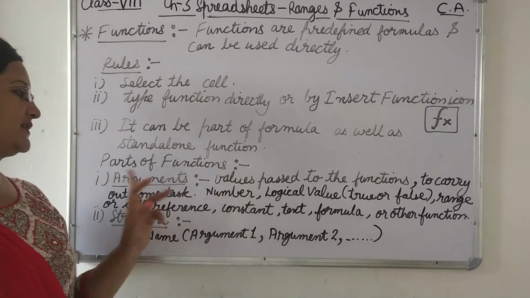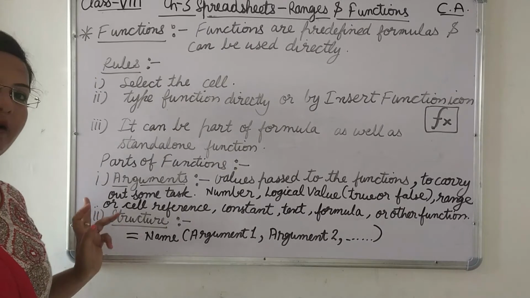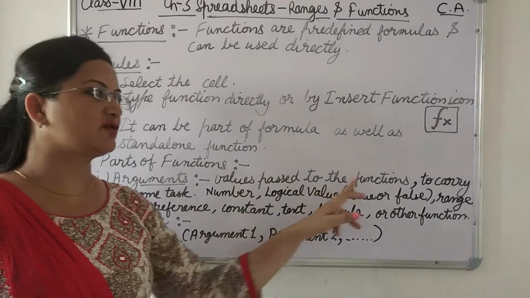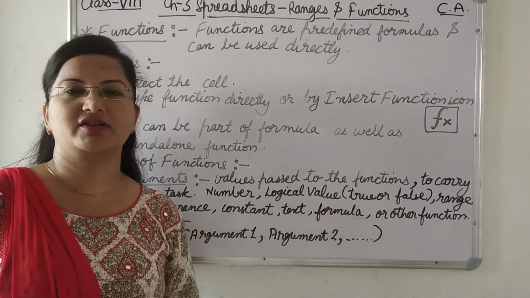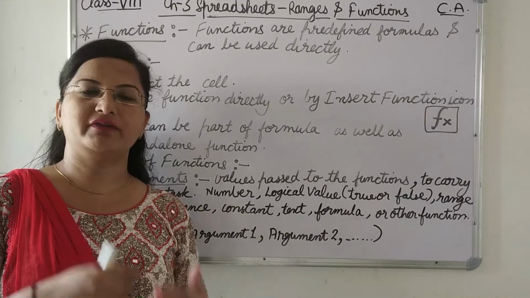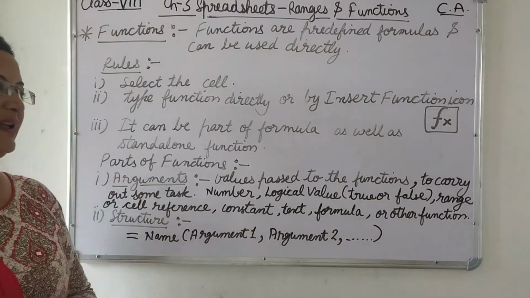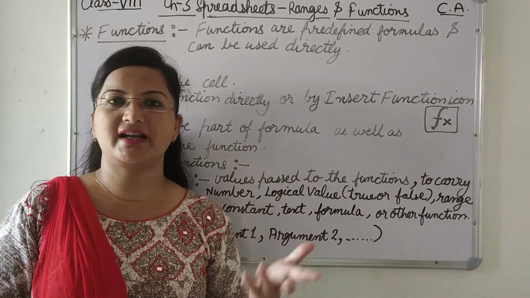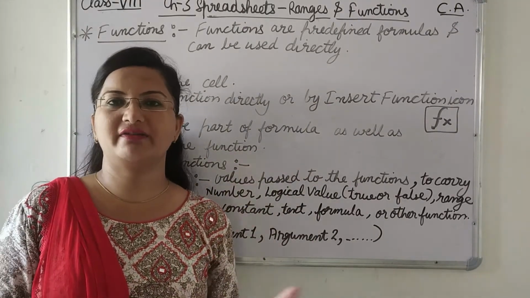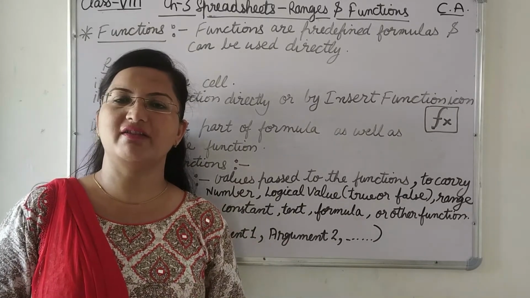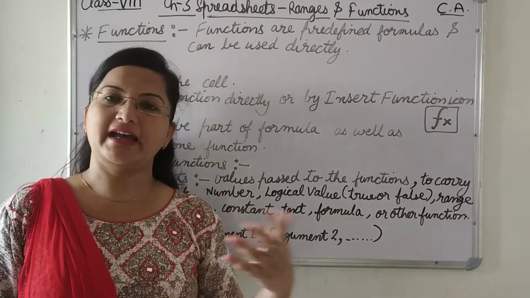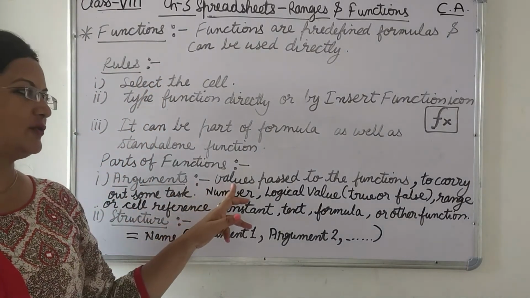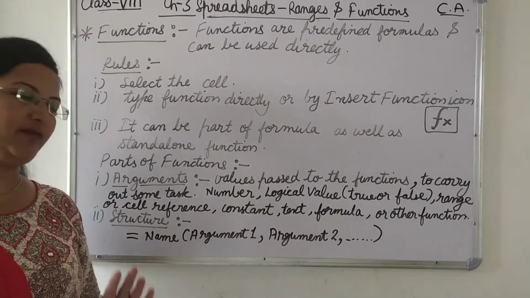Now parts of functions. There are 2 parts of functions you have to remember. See, it is very important. What are arguments? Values passed to the functions. In functions, we can pass on some values on which a particular task will be carried out. Like if it is a sum function and we are passing on 2 numbers, those 2 numbers are actually arguments. So those arguments will be added in the sum function. Using the sum function, those 2 numbers will be added and the result will be provided to you. So we can pass on arguments so that a necessary task can be performed.